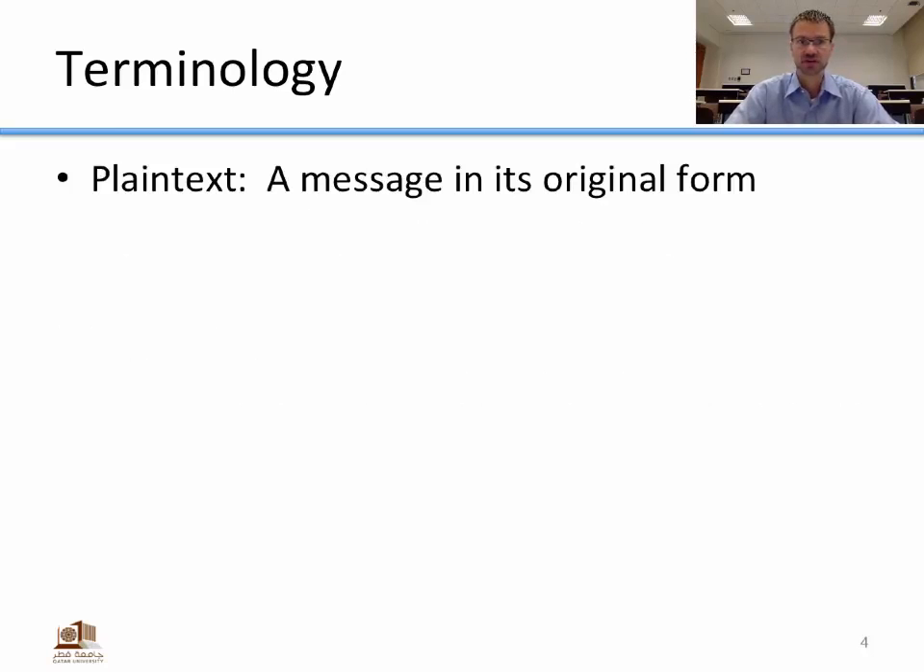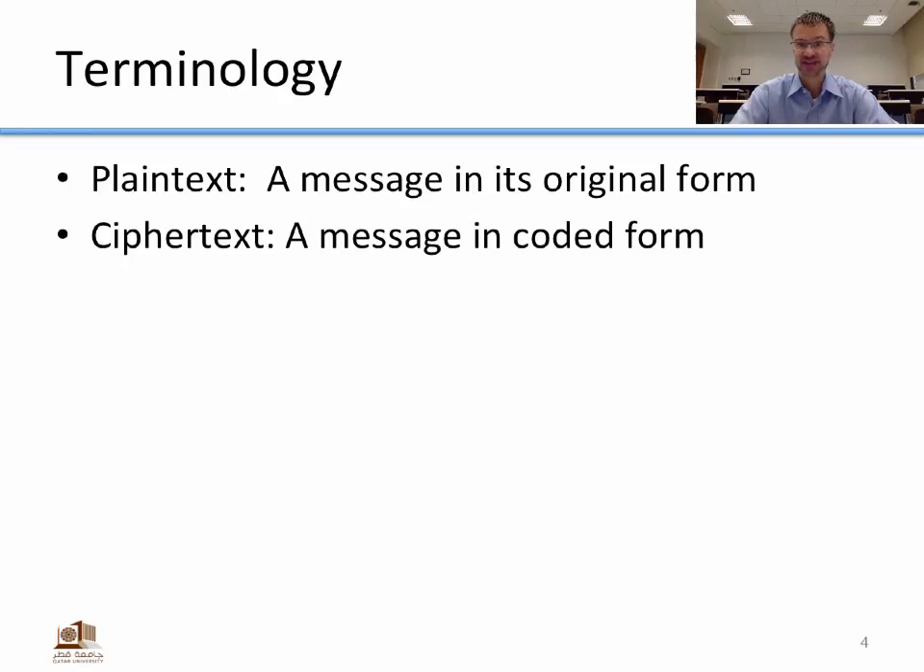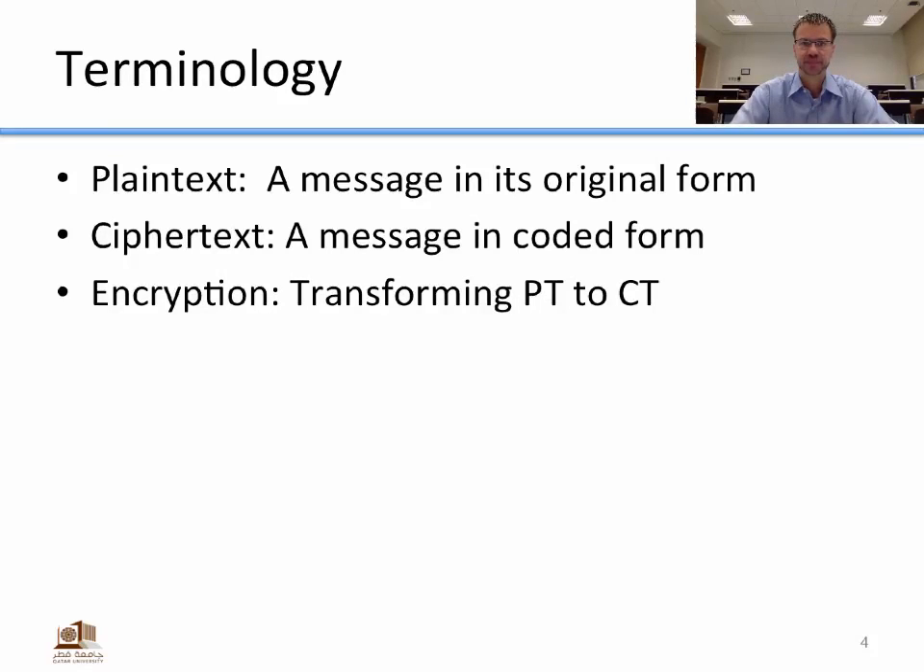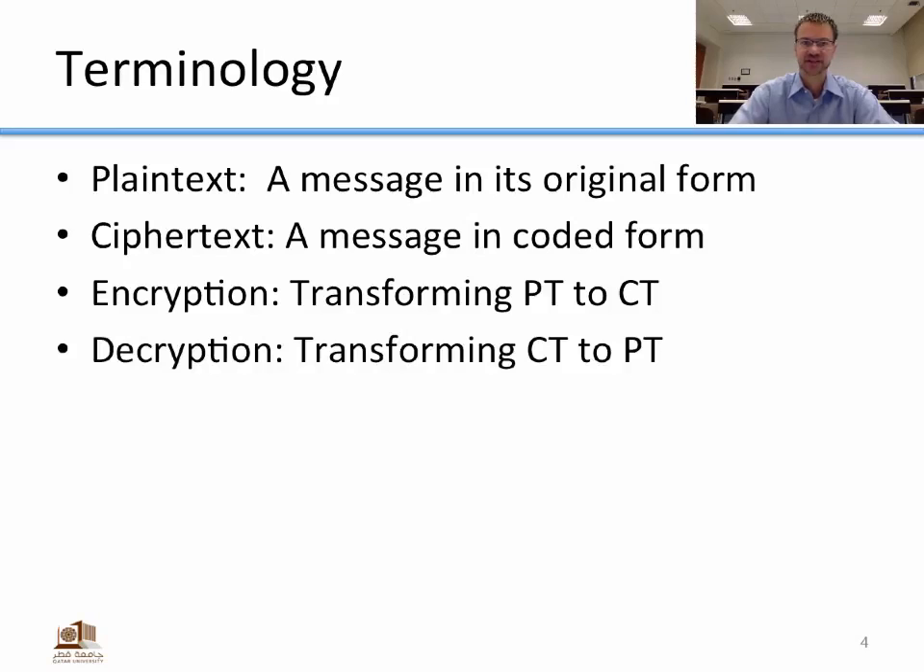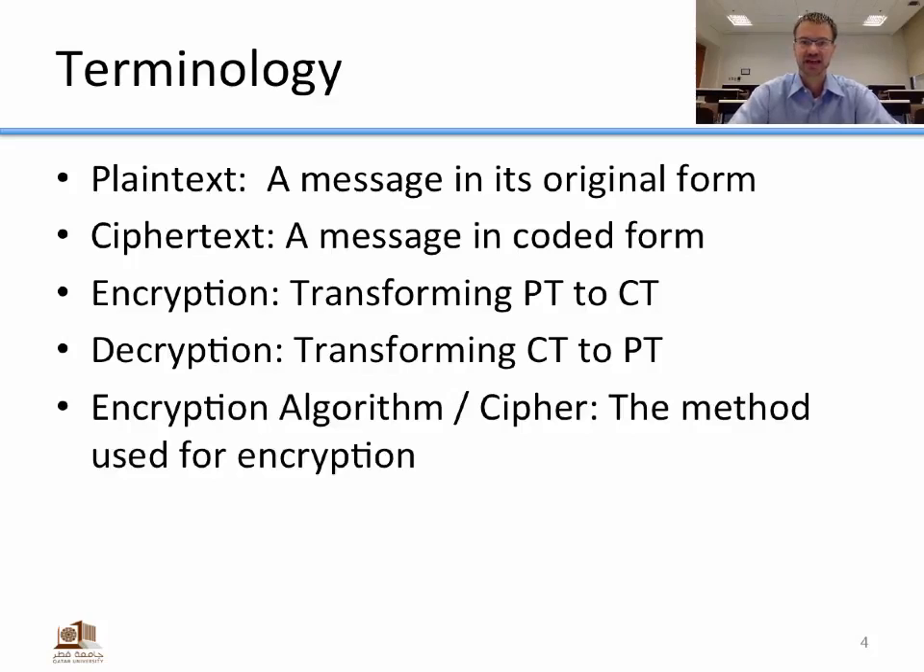Some more terminology. Plain text is a message in its original form before it's been encrypted in any way. Ciphertext is a message in its coded form after we've encrypted it. Encryption is the process of transforming plain text into ciphertext. Decryption is the process of transforming ciphertext into plain text. And an encryption algorithm or a cipher is the method used for encryption.